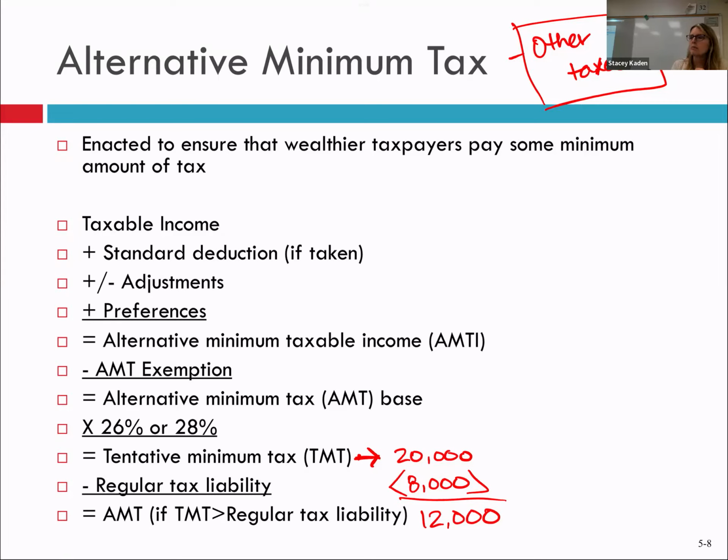So it's possible I may tell you they calculated their tentative minimum tax was 20,000. Their tax liability, maybe you calculate or I give it to you as 8,000. What do you do with that? If the tentative minimum tax is higher, you add the difference to other taxes and they have to pay tax on it. All right, questions before I close this set of slides?